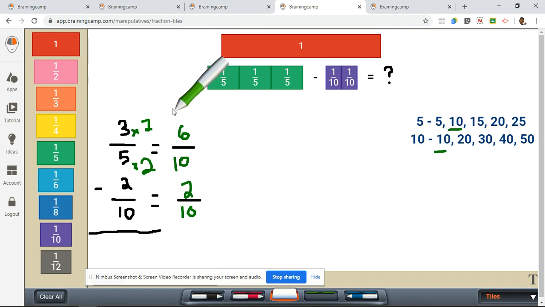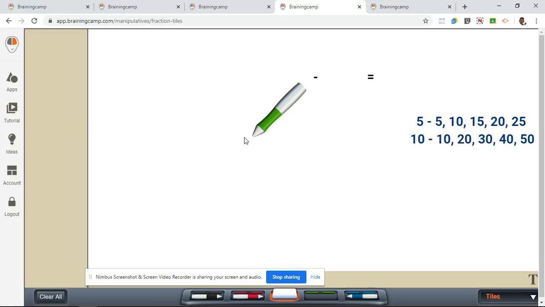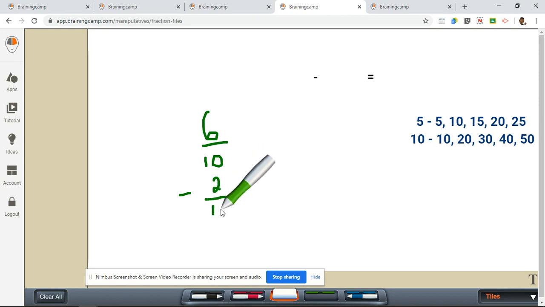All right, so now we have 6/10 minus 2/10. Sorry for the screen blacking out, I'll go ahead and redo that. When you have 6/10 and you subtract 2/10 from it, you are left with 4/10.